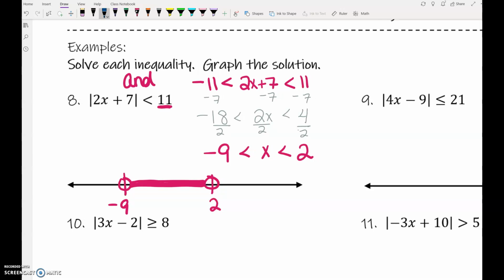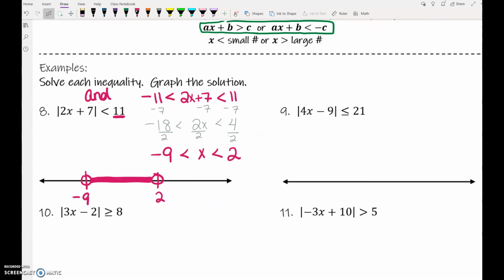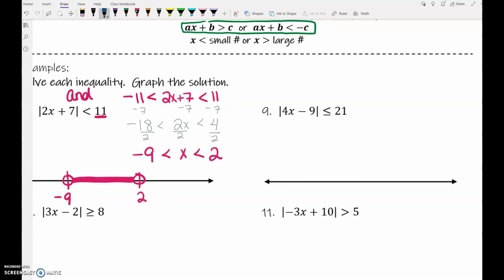Okay, let's try number 9. Anyone want to be brave and try to write the inequality? Negative 21 is less than or equal to 4x minus 9 is less than or equal to 21. Perfect. So because this one has a less than or equal to, you do the same thing as number 8. You just put a less than or equal to symbol in. So you're taking the 21, take the opposite of that, less than or equal to the stuff in the absolute value bar, less than or equal to positive 21.